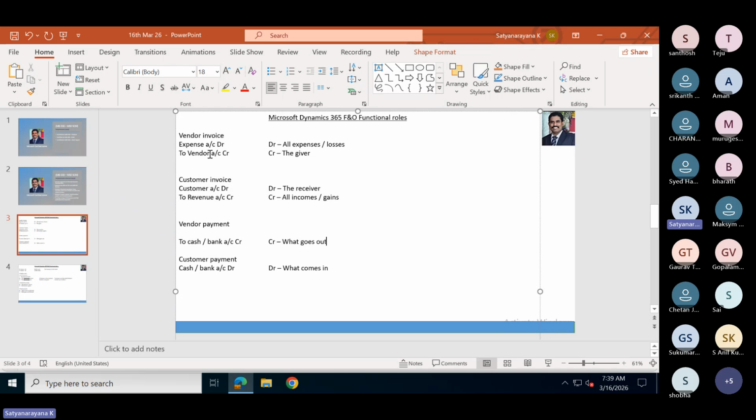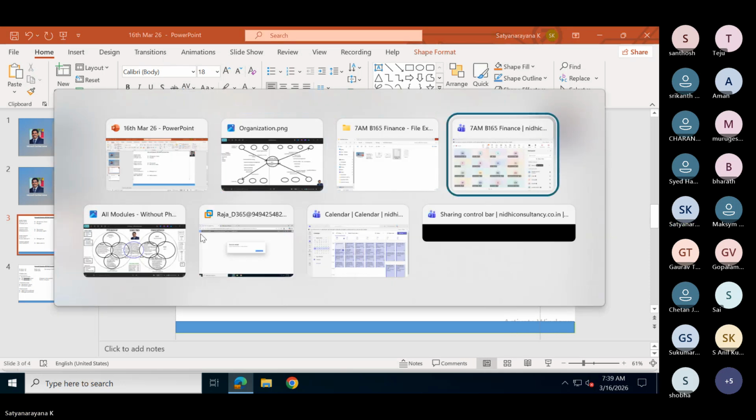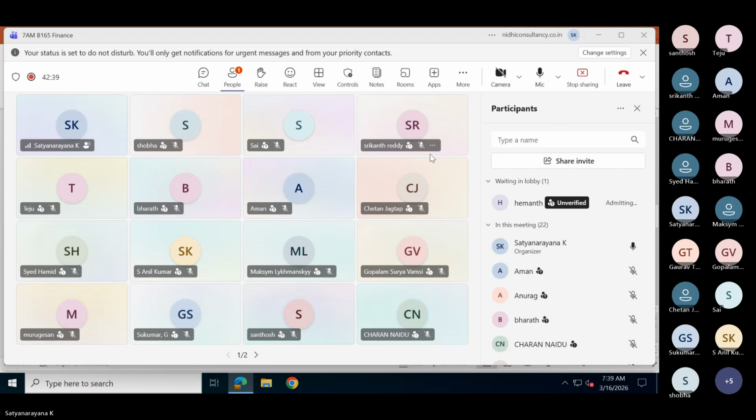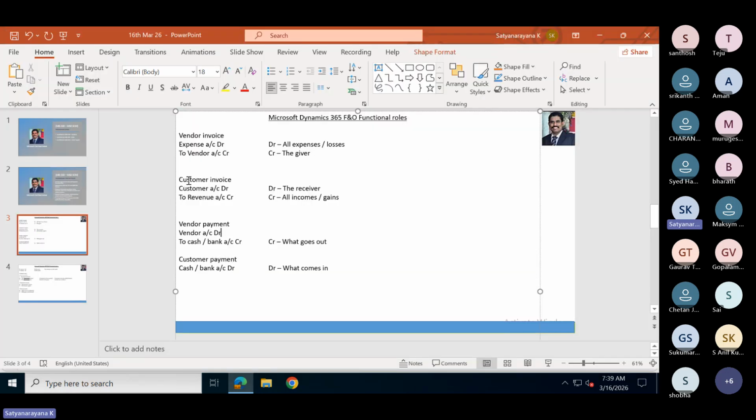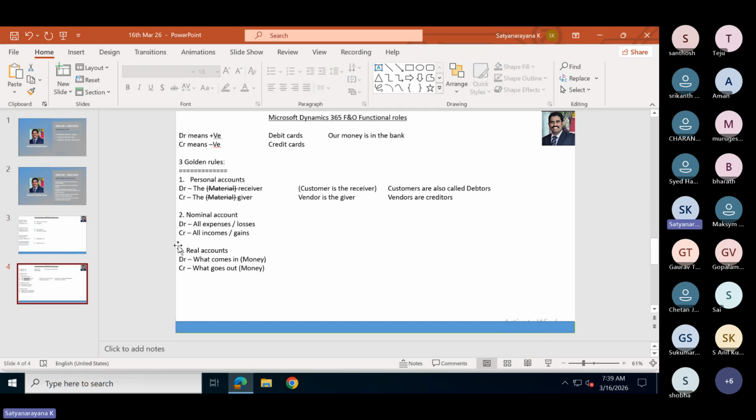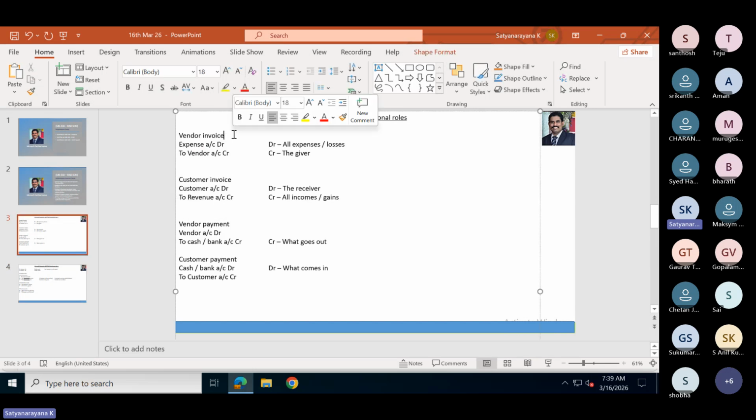Now at the time of vendor invoice, the vendor is credited. So vendor account credit. At the time of customer invoice, customer account is debited. So customer account debit. That's it. There is no real account rule here. So these three rules we have applied on vendor invoice, vendor payment, customer invoice, customer payment.